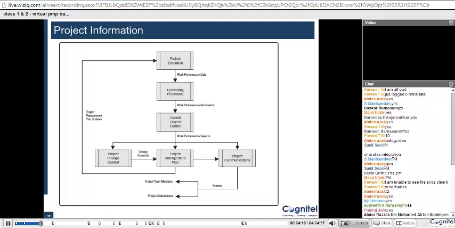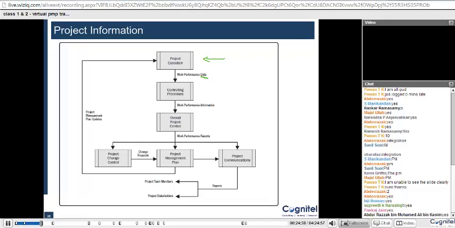Okay, so this is a proper flow diagram showing you how the data changes into information and then to reports. So we'll start from the very top, which is here, project execution. Once we are executing the project, the output would be work performance data.